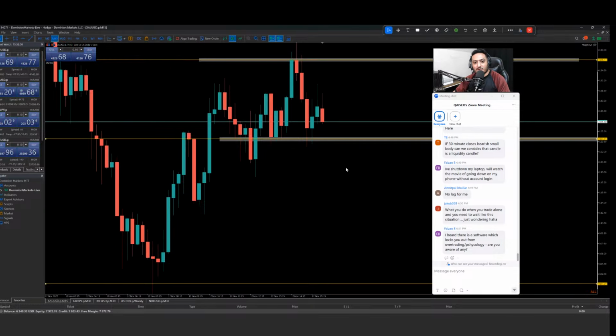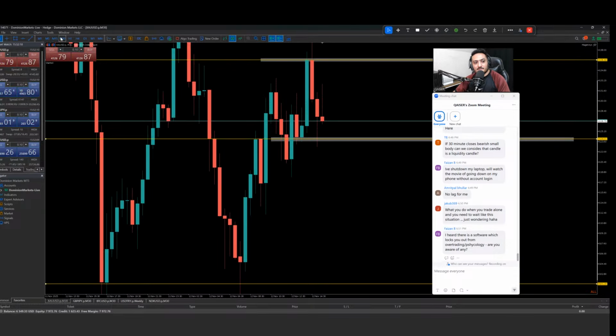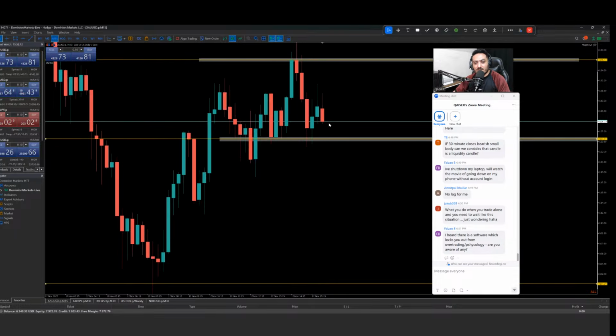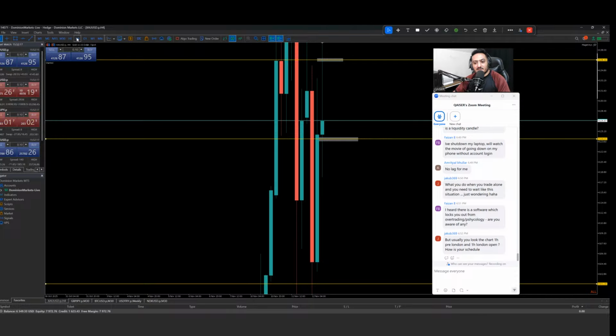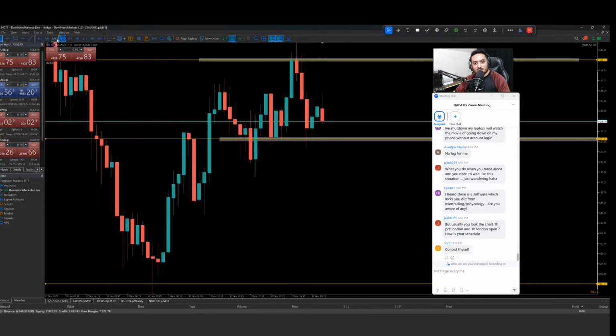Look at this one, breaking the low now. Wow, I'm waiting for this candle to be closed. 7 minutes left, and H4 is also going to be closed.